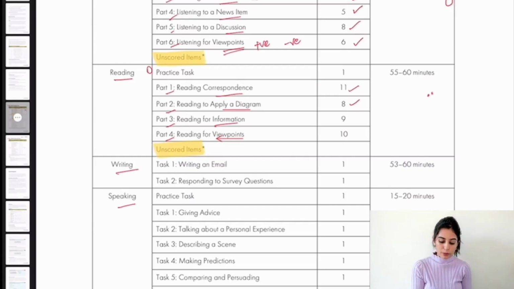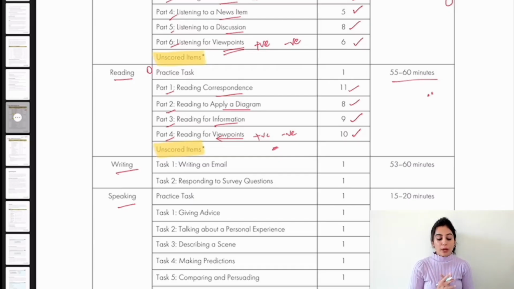Here again there would be 2-3 people in the passage, and you have to figure out the positive, negative, and the neutral stance. Here you have to answer 10 questions, and reading for information you have to answer 9 questions. You get a total of 55 to 60 minutes to complete your reading test.